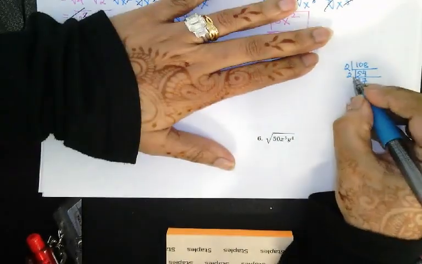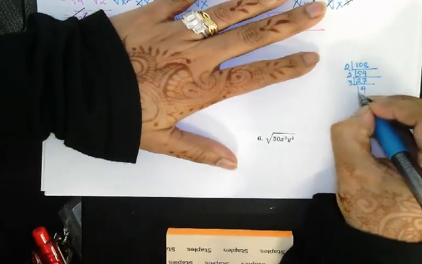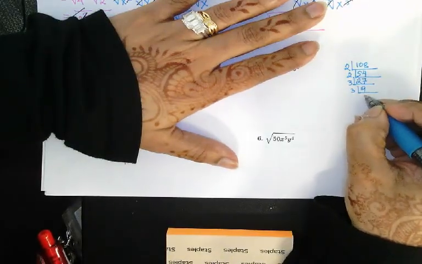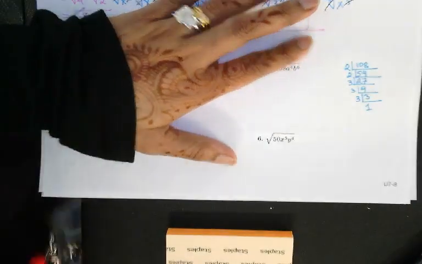And then I can divide with a 3. So it's going to give me a 9. Let's divide with the 3 again. It's going to give me a 3. Let's divide with 3 again. It's going to give me a 1. So I can stop over here.